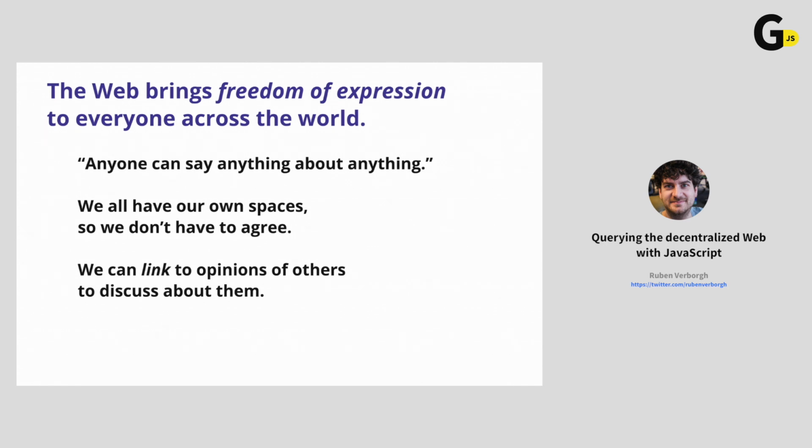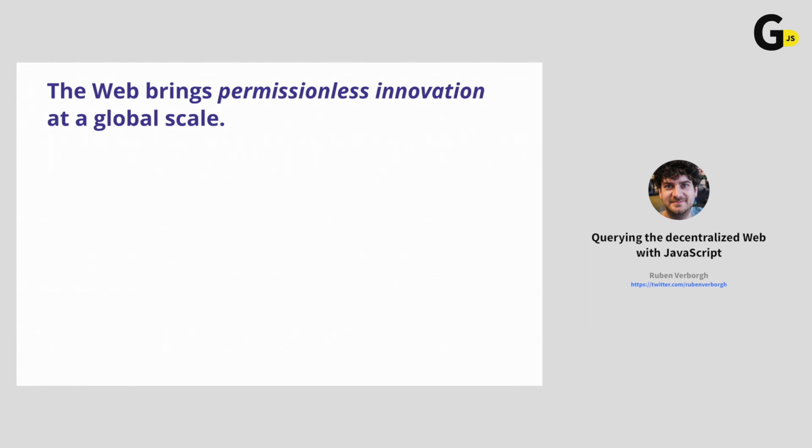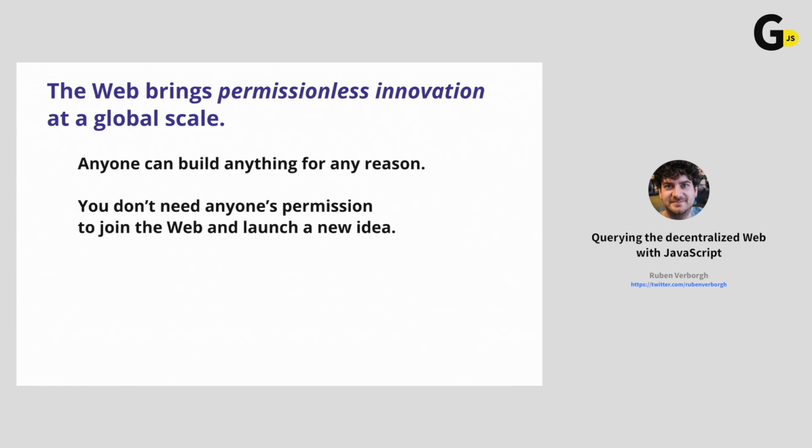We can be on different websites and just link. And this is how we can have a discourse without having to agree. This is very important. And the equivalent of permissionless innovation means that this is actually freedom of speech for developers. Permissionless innovation means that anyone can build anything for any reason. You don't need anyone's permission to join the web and launch a new idea.